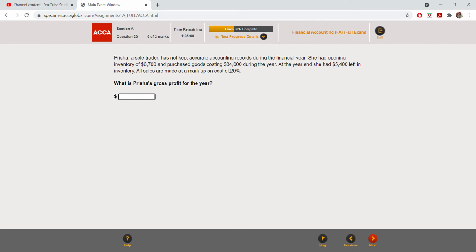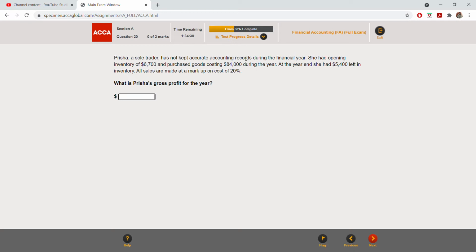who has not kept accurate accounting records during the financial year. She had opening inventory of 6,700 and purchases costing 84,000 during the year. At the year end she had 5,400 left in inventory. All sales are made at a markup on cost of 20%. That's why you have to first find cost of sales to apply that 20% on, and that gets the sales and then the gross profit.